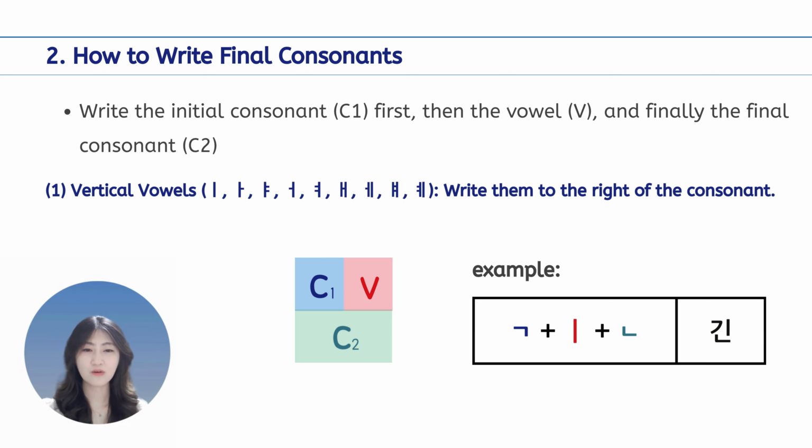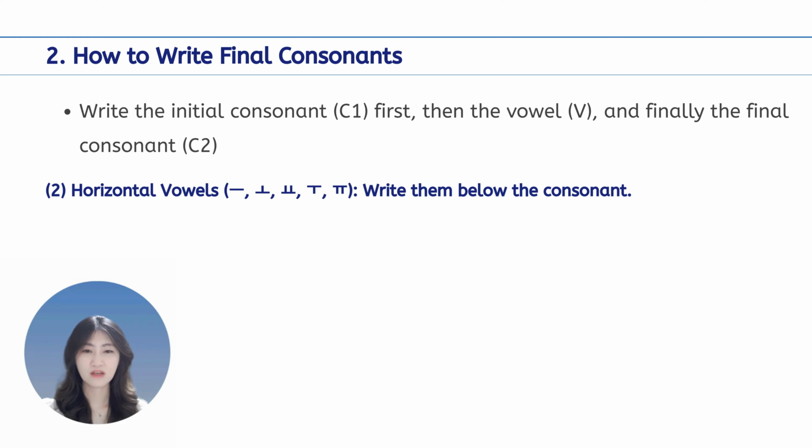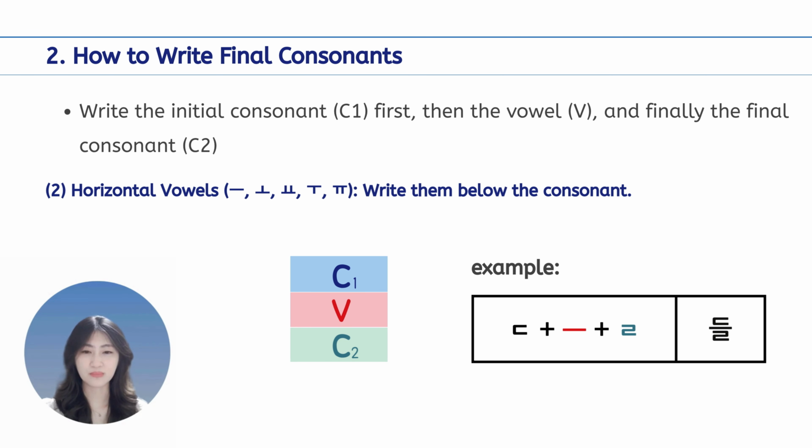Now let's look at horizontal vowels. With horizontal vowels like 으, 오, 우, 유, 요, the vowel goes below the consonant. Then the batchim goes at the bottom. Look at the example. First, write the consonant 디귿, next the vowel 으, finally the batchim 리을.